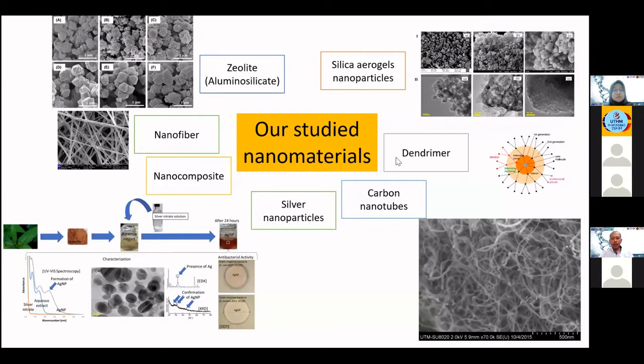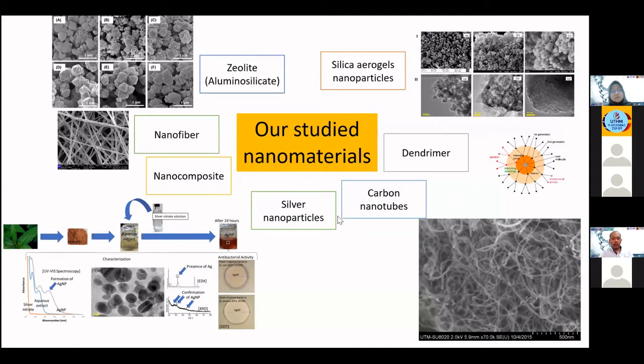These are our static materials, nanomaterials. Zeolite is aluminium silicate nanoparticle. Then dendrimer is the organic polymer. Carbon nanotubes. Silver nanoparticle, which we synthesize from biological resources. Nanocomposite and also nanofiber.